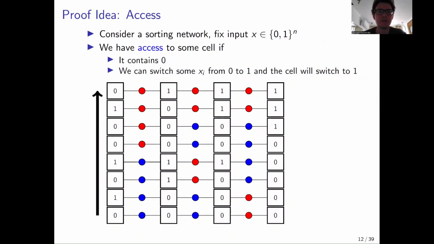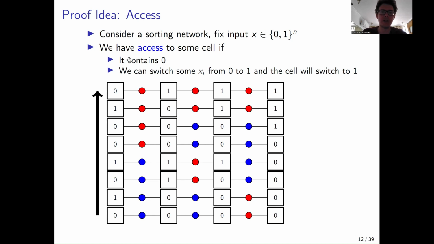Now, our main technique is called the access technique. To define it, assume that we have a sorting network and we fix some input array X, which consists just of zeros and ones. Then we say that we have access to some cell of the network on input X if currently this cell contains 0, its value is 0, but we can change some of the input bits from 0 to 1 such that the value of this cell becomes 1.